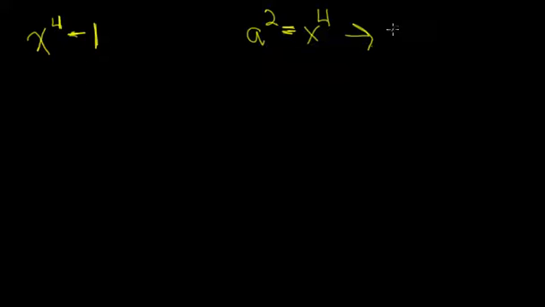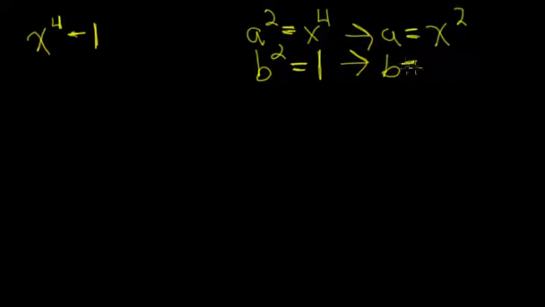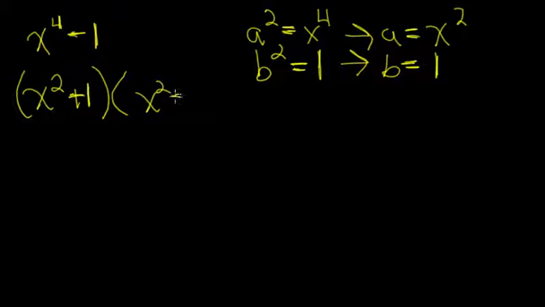So a equals x squared. And b squared equals 1. So b equals 1. So this means my difference of squares gives me x squared plus 1 and x squared minus 1.